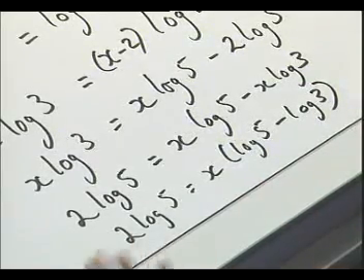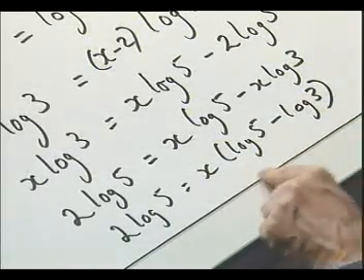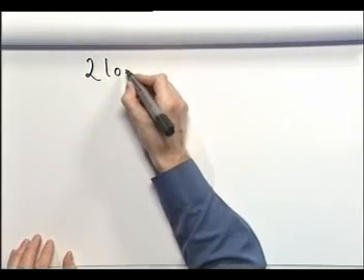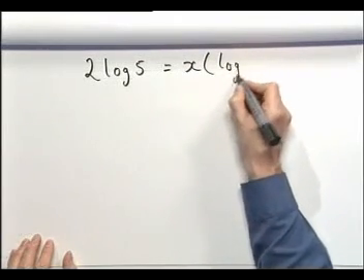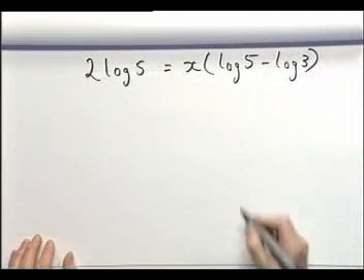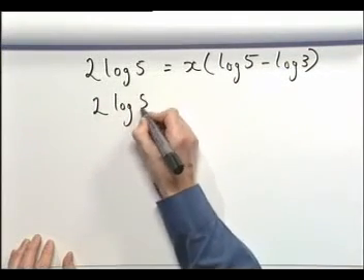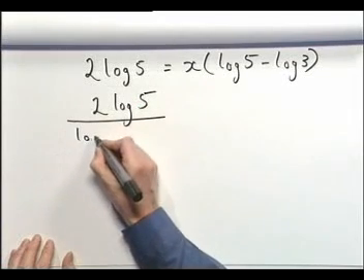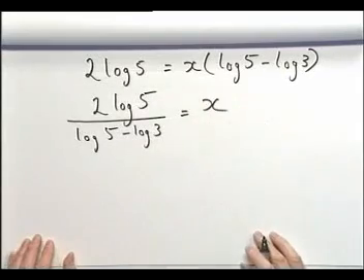So now to get x, all I need to do is to divide both sides by this number here, log 5 minus log 3, because that's all it is. It's just a number. So let's do that. I'll write the line down again. 2 log 5 is equal to x times log 5 minus log 3. And I'm going to divide both sides by this number. 2 log 5 divided by log 5 minus log of 3 is equal to x.